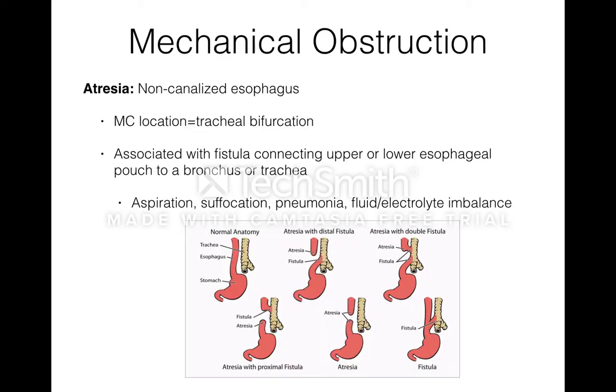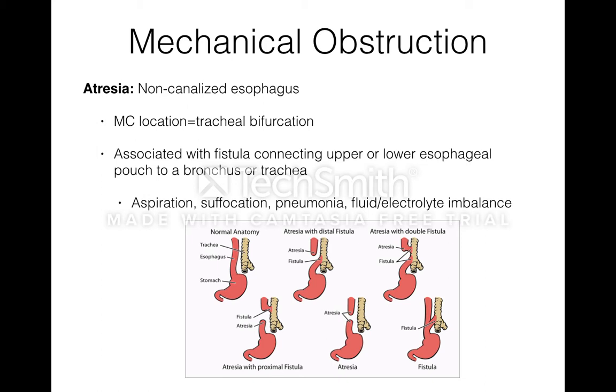So mechanical obstruction results from a physical obstruction. In the case of the esophagus, this can be due to atresia or stenosis. Atresia is a congenital disorder in which the esophagus fails to canalize. It most commonly occurs at the tracheal bifurcation and is associated with a fistula connecting the upper and lower esophageal pouch to a bronchus or the trachea.